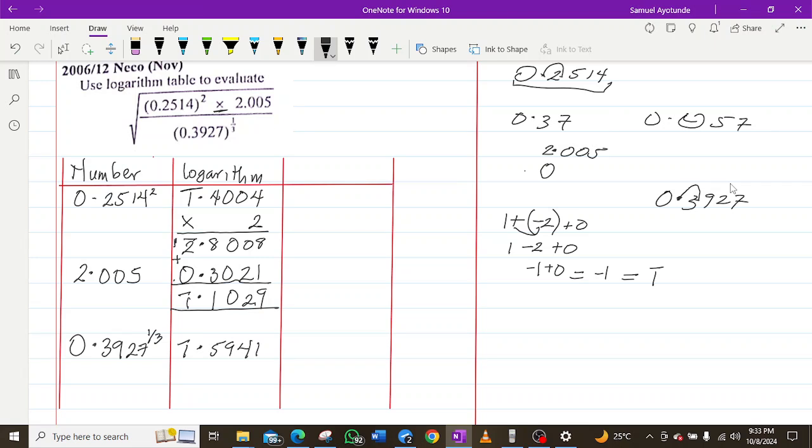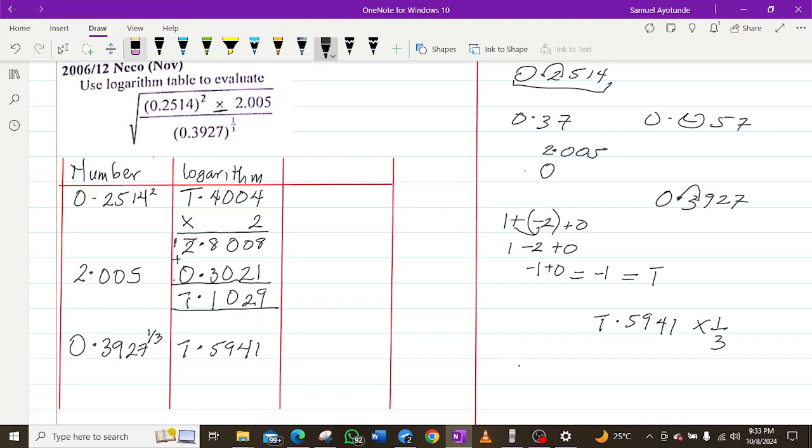We have a power here, which is 1 over 3. And when we have power, we multiply. So our value is 1 bar 0.5941. We are multiplying by the power 1 over 3. So if we multiply this, 1 bar 0.5941, we multiply 1. So we eventually have 1 bar.